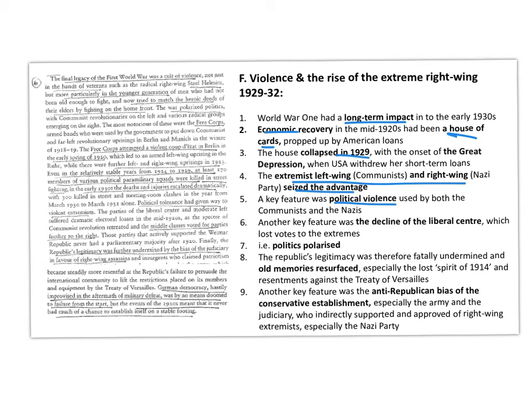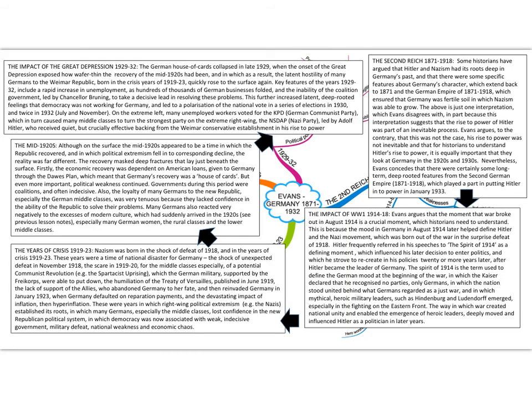A key feature of this period was violence on the streets between the two extremes. The moderate liberal centre were simply not getting the votes. Basically, politics had polarised. Old memories resurfacing. A lot of people talking about the lost spirit of 1914, and that's what Hitler milked in his election campaigns. And then there's that other point, the anti-republican bias of the conservative establishment, especially the army and the judiciary, was fundamental. Okay, so there's our big picture.